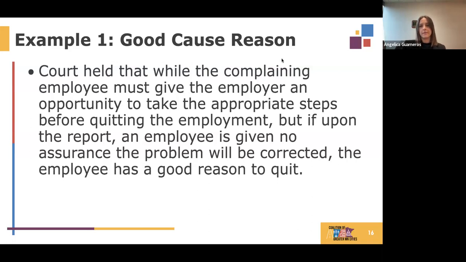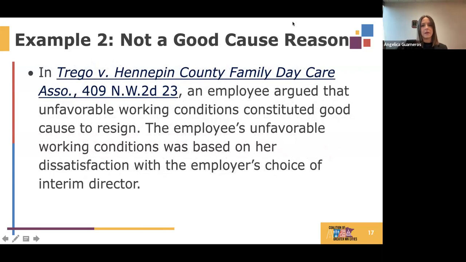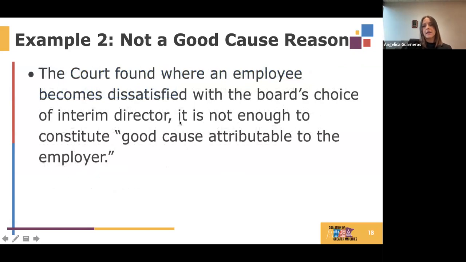And then we have another example in Trago v. Hennepin County. An employee argued that there were unfavorable working conditions that constituted good cause to resign. In this instance, the employee's unfavorable working conditions were based on dissatisfaction with the board's choice of interim director. Here, the court found where an employee becomes dissatisfied with the board's choice of interim director, it's not enough to constitute good cause attributable to the employer.